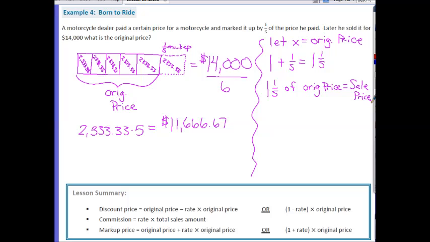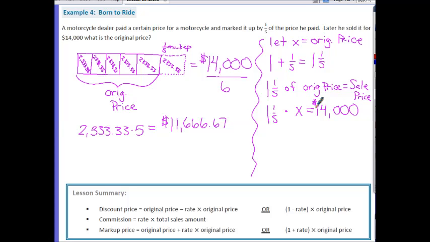And so what I have here is an equation that we can interpret. So 1 1/5 stays 1 1/5. Of means to multiply. The original price is unknown at this point, and we represent it using X. The sale price, though, we know is $14,000.